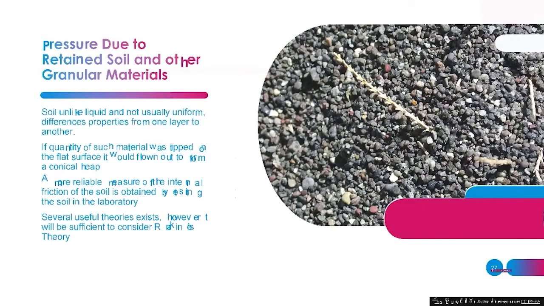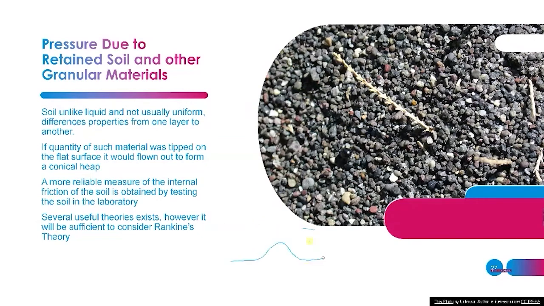That is the position. Next is pressure due to retained soil and other granular material. Soil, unlike liquid, are not usually uniform. Differences properties from one layer to another. The whole layer of soil, bukan daripada top to bottom, jenis soil dia adalah sama. So, different properties. If quantity of each of such material was tipped on the flat surface, it would flow out to form a conical heap. Let's say you ada soil, you genggam dengan tangan you and then you release the soil sikit. Dia akan jadi macam ni lah. Soil tu jatuh, dia akan naik jadi conical heap.